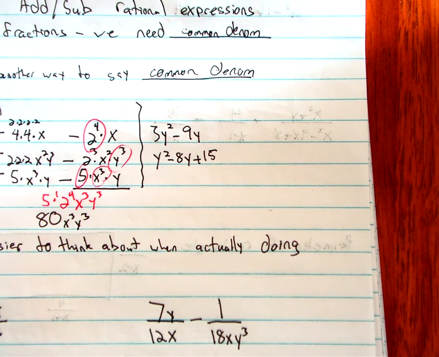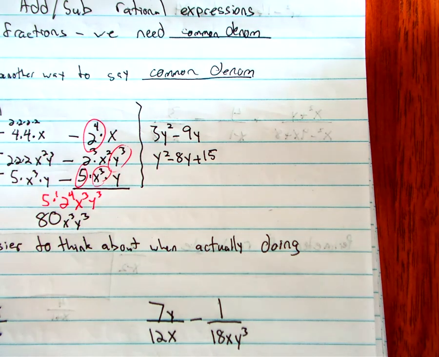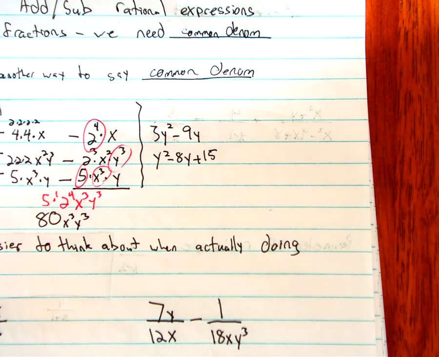Alright, what about when we have these polynomials that we've been working with? Yesterday we were multiplying and dividing. We don't need to have a common denominator for that. We can just multiply and cancel out. But today, in order to add and subtract, we have to have that common denominator, so we need to figure out what they would need to be.